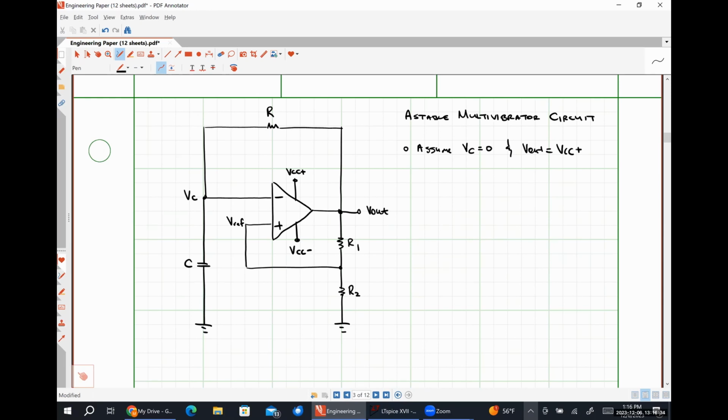So if V out is equal to VCC plus, and VC is 0, then that means that there is some current flowing through this resistor R, so it's flowing up and around like so, right? So what we're going to see is that when our output voltage is high, our capacitor voltage is going to slowly charge. So it's going to increase from 0 until it reaches something. Okay. So I'm going to make a plot here.